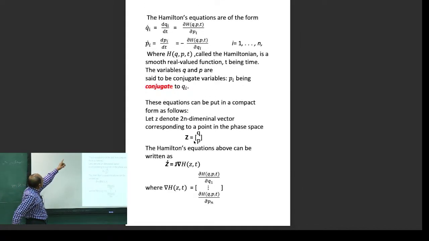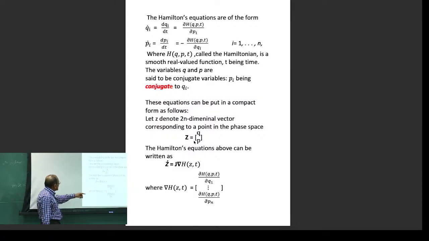Equations are of that form. The time evolution of the ith coordinate q_i depends on dH by dp_i, and the evolution of p_i dot is minus dH by dq_i. Okay. I can rewrite these equations in a compact form.